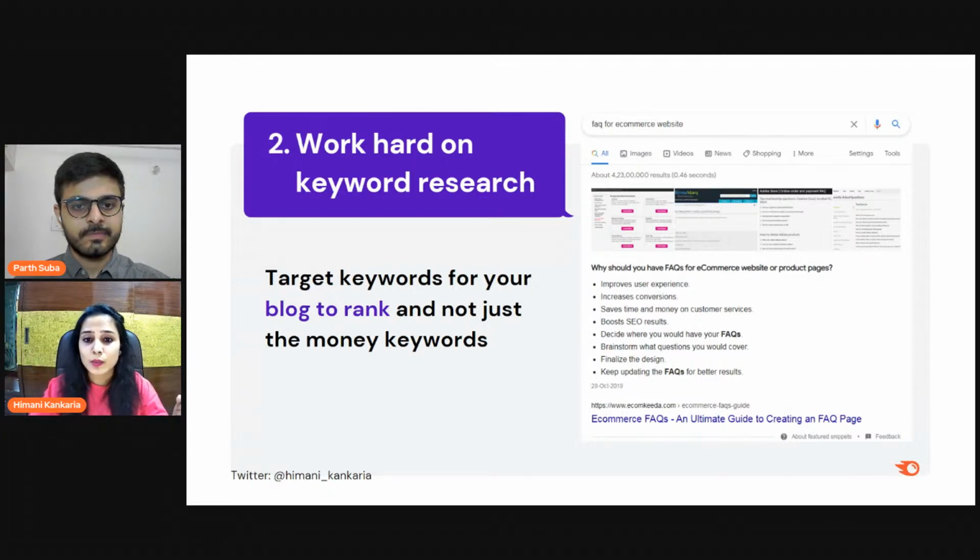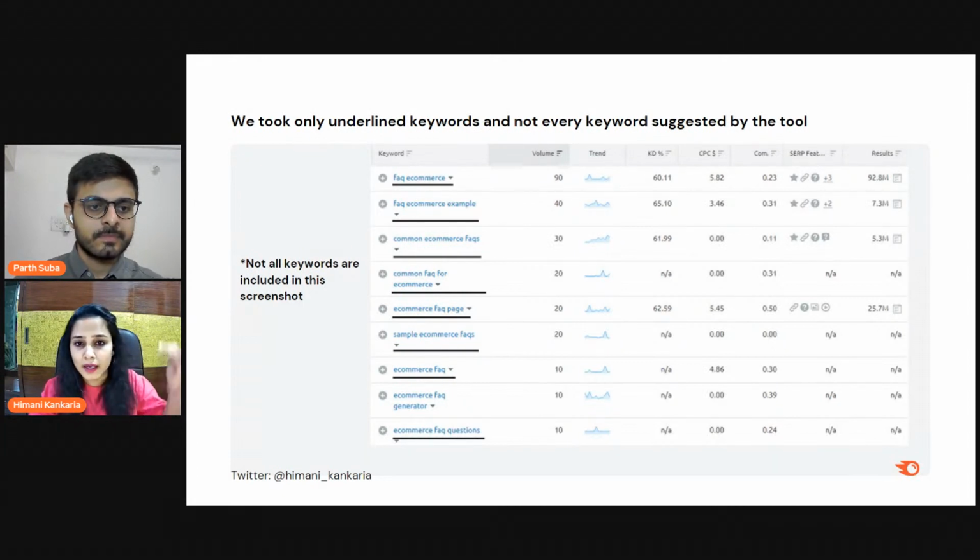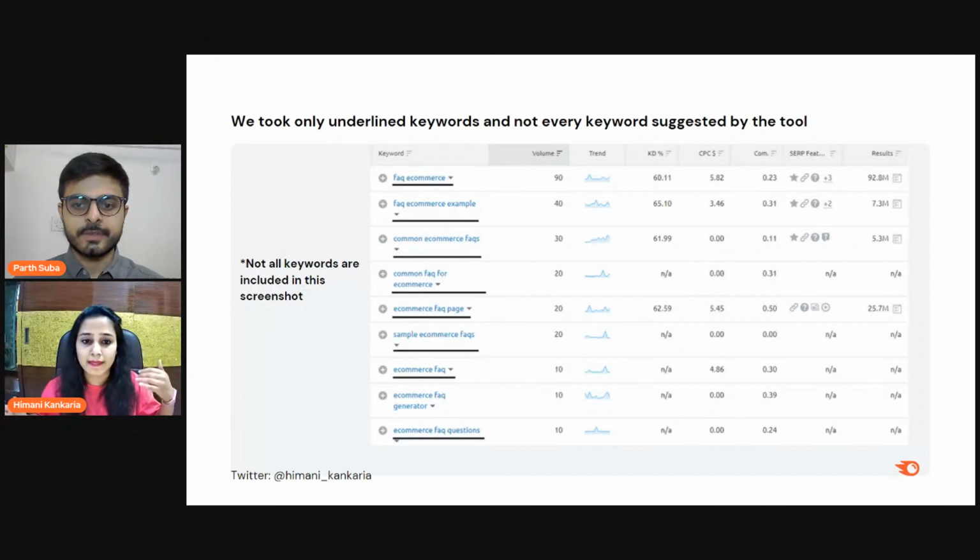So for that purpose, we did keyword research. Let me help you go through the process that I did. We put the keyword in the keyword research tool of SEMrush, and I got a lot of keywords, and then I took only the underlined keywords. Not all keywords are included in this screenshot because the list was huge. A keyword research tool would give you many options, but that doesn't mean you have to take all of them.